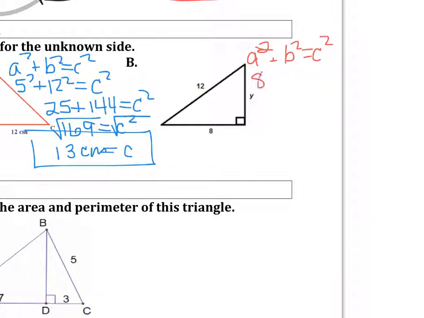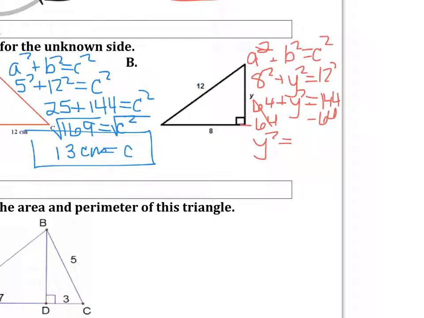So I'm going to put 8 squared first, which it doesn't really matter which one you put in for which leg, a or b. That is irrelevant. I'm going to put y in for b, and then c would equal 12. So now I square 8 and I get 64. I square 12 and get 144. And now I subtract 64 from both sides. And I would find that y squared equals 80.